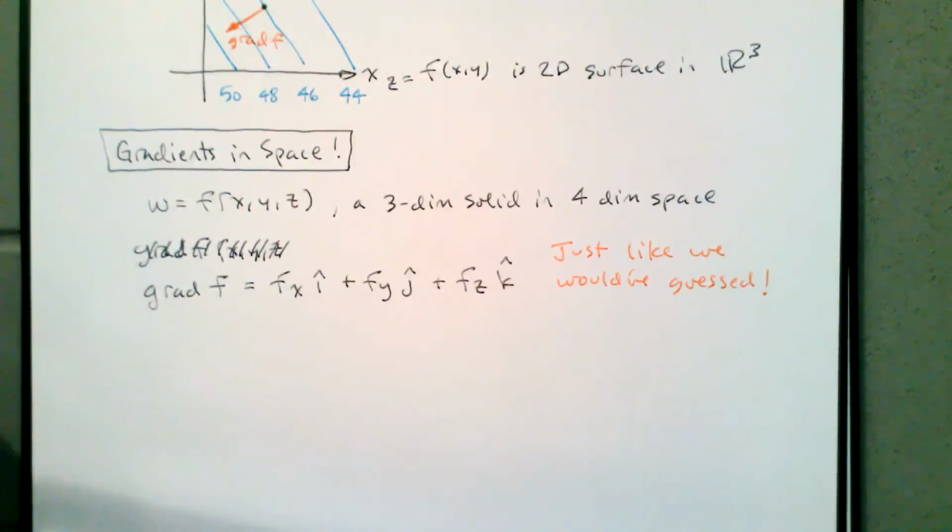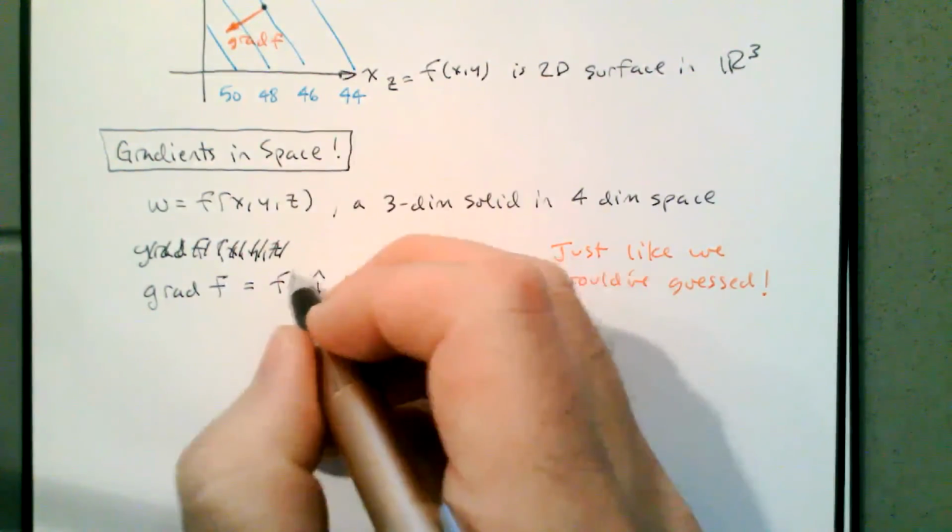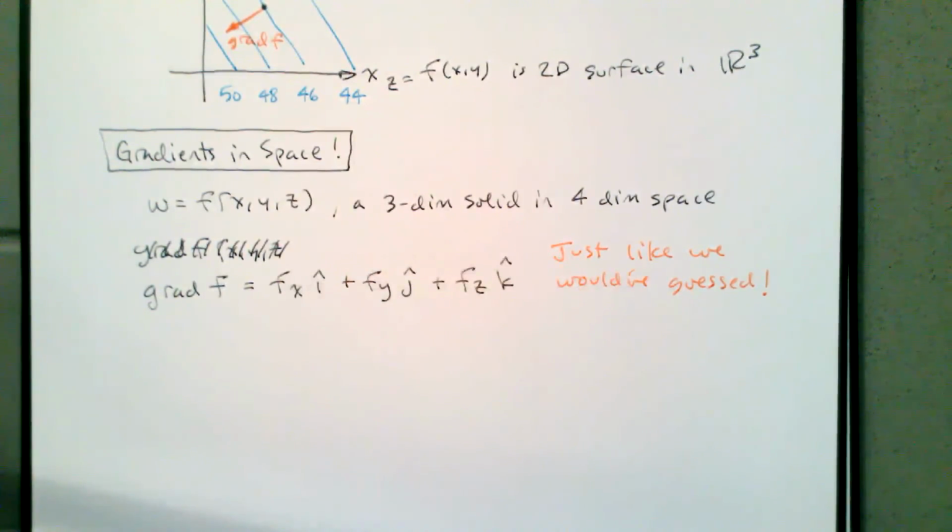We can't use prime notation for our derivatives because there's too many derivatives running around. We can use prime notation when it's a function of one variable. So we can say f prime of x, because there's only one variable to take the derivative with respect to.